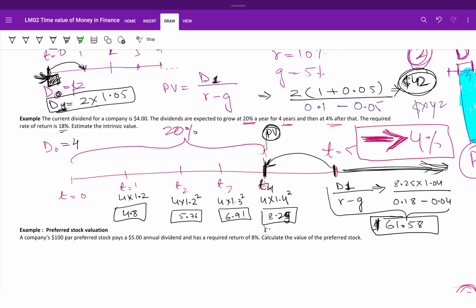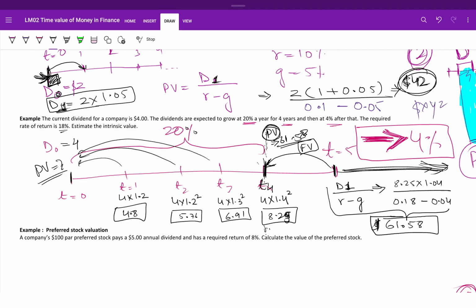Now at this point, the present value is 61.58. But if you talk about time 0, what is the present value at time 0? So this is going to be our future value. These are the cash flows. The dividend is growing at a rate of 20%. Now we need to discount this back to the present value here. And here we will be using our cash flow function.